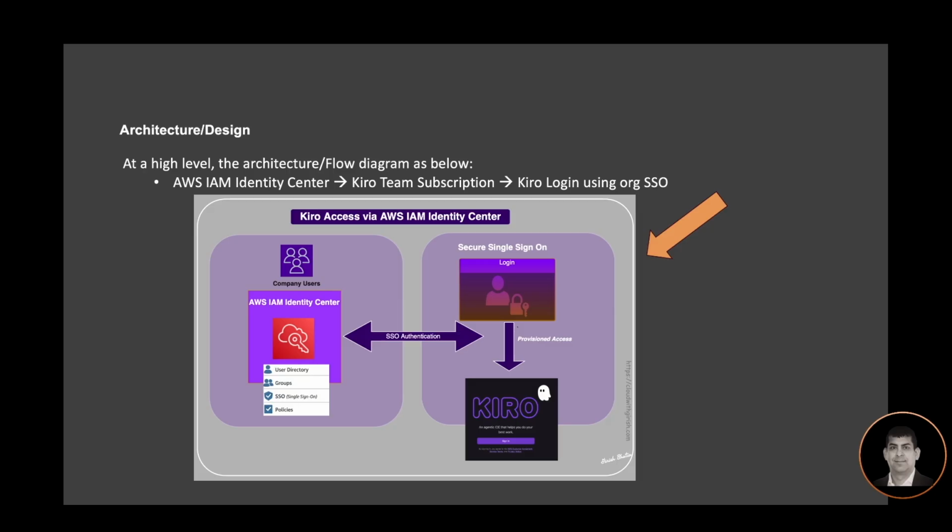Here is a very high-level architecture flow diagram. Basically, you enable AWS IAM Identity Center, and then you set up the Kiro team subscription. That subscription provides you an SSO URL that can be given to the team members, the employees, and they can use that URL to log into Kiro. That's the simple flow.